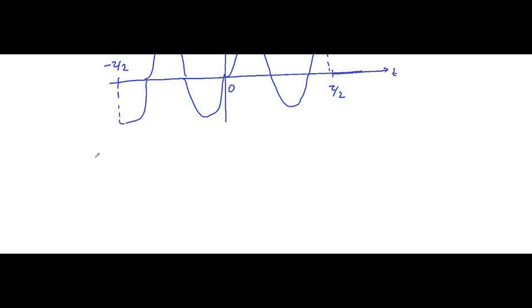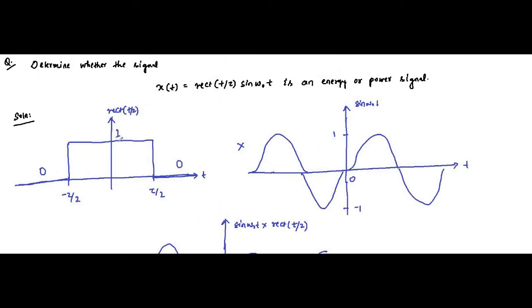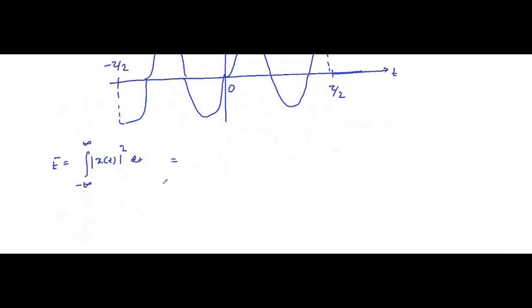Energy, we know, is equal to limit T tends to infinity, or you can write it directly as the integral from minus infinity to infinity of x t square dt. Here rect t by tau is nothing but 1, and it is getting multiplied with the sinusoid.